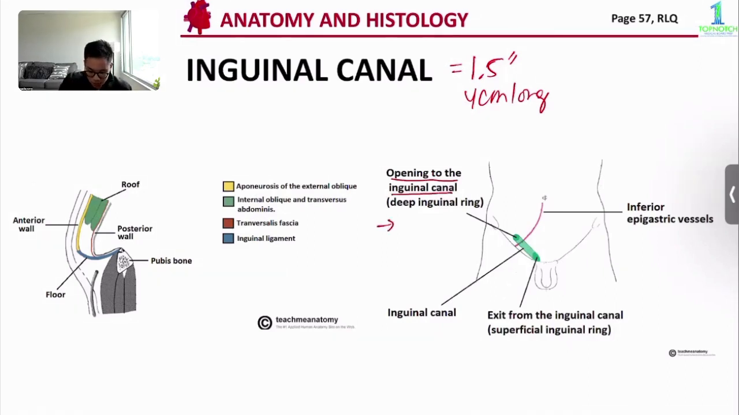It's a hole in the fascia transversalis, and then it goes beyond to form the hole in the external oblique aponeurosis as the superficial inguinal ring, which is this one I'm highlighting right over here. It is definitely going to be parallel and immediately just above your inguinal or Poupart's ligament.